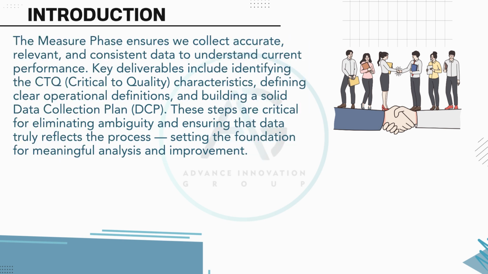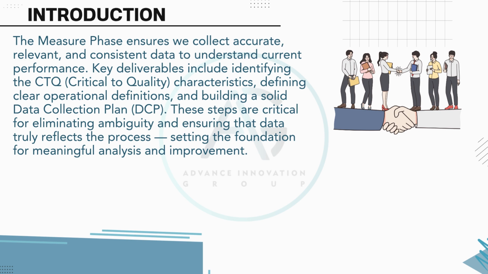Welcome to the measure phase of our Lean Six Sigma project. This phase is all about making sure we collect accurate, relevant, and consistent data to fully understand the current performance of our process. There are three key deliverables we aim for here.